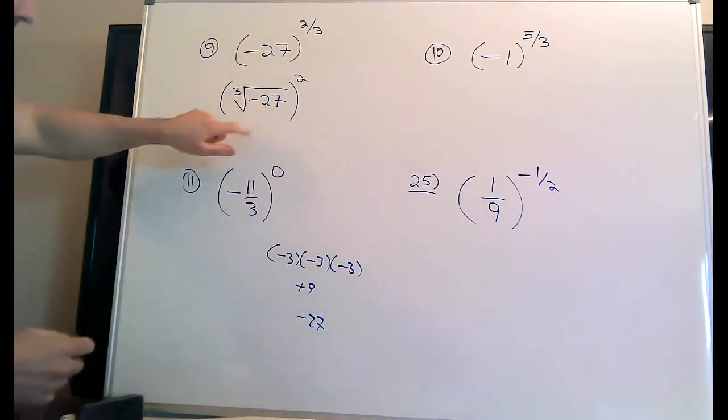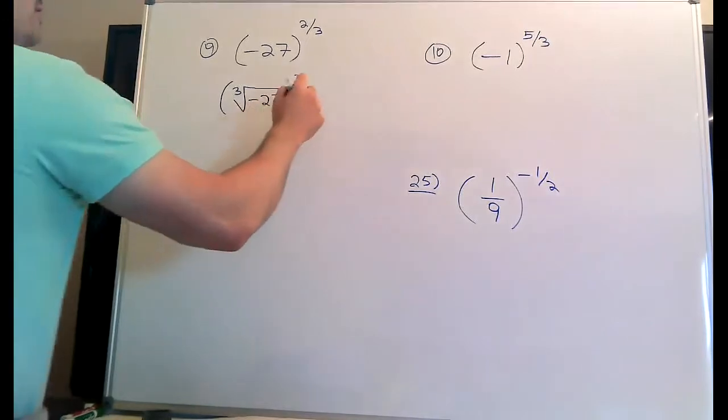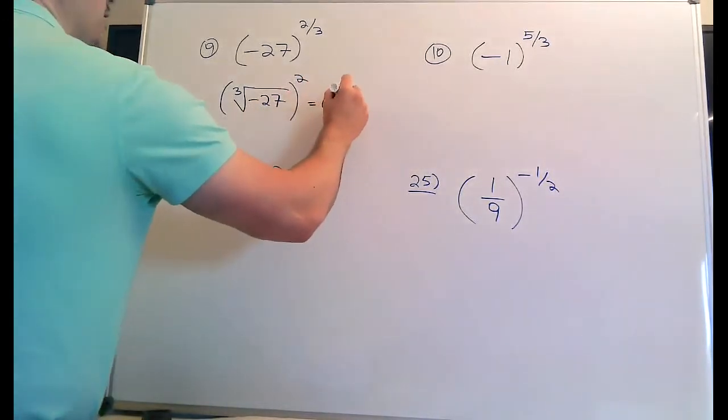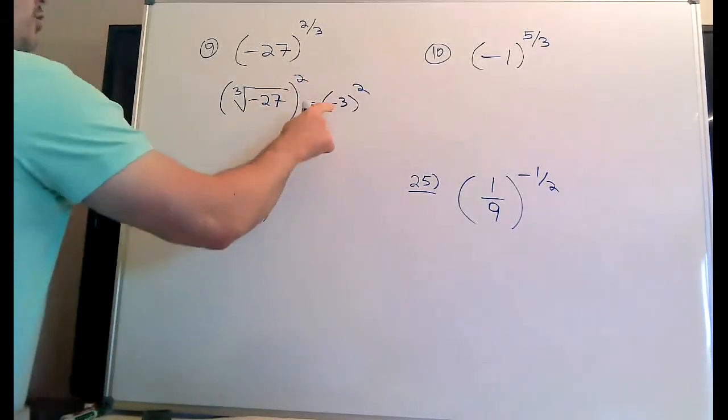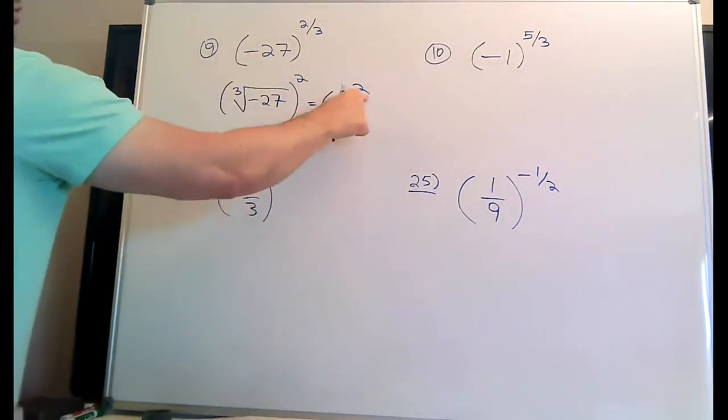This is not undefined. This is not BS. This is legit. It works. The cube root of negative 27 is negative 3. If you did negative 3 to the third power, you will get that number. So it works. Now you square it.